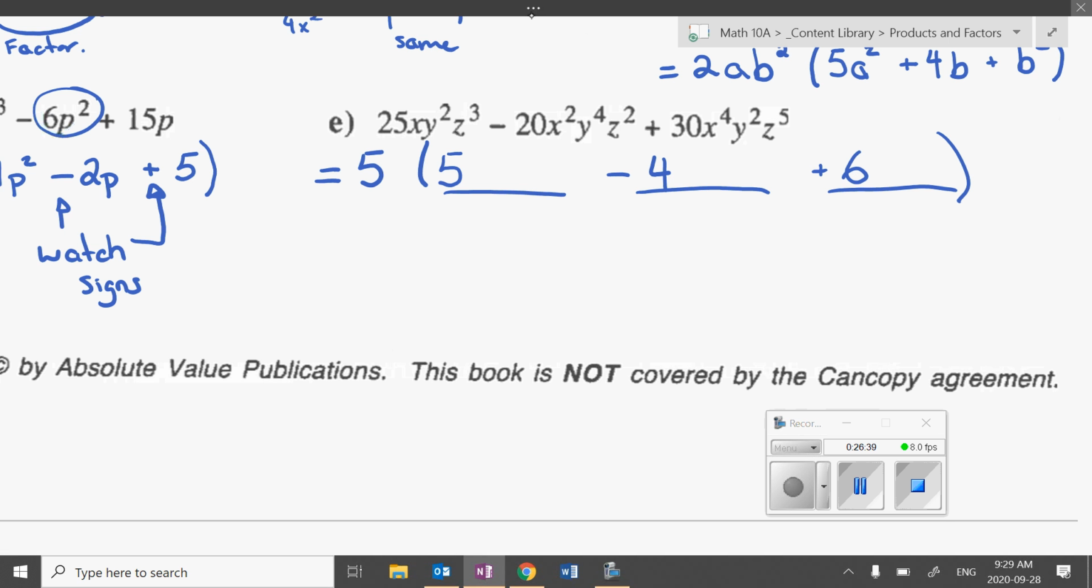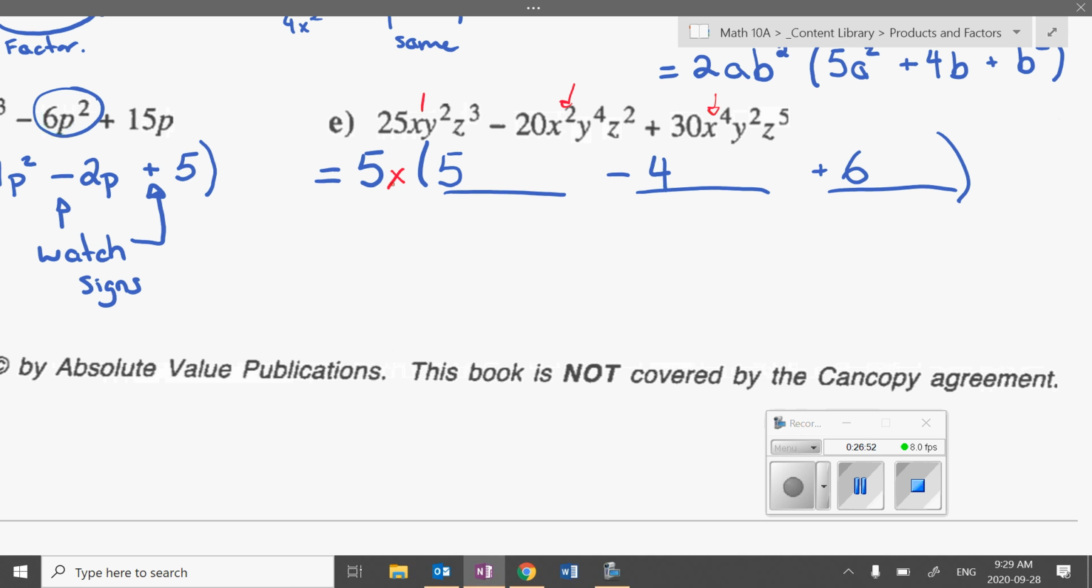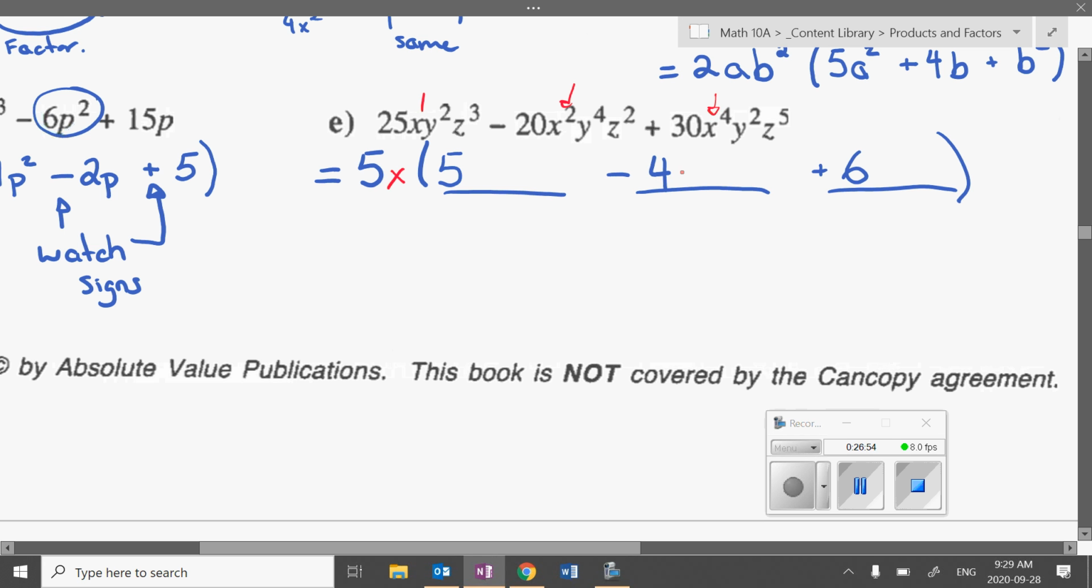So now if I look at our x's, I have 1 here, 2 here, and 4 here. So a single x is all that's common. On our first term, we took out that single x, that's gone. On our second term, we're left with 1x. And on our last term, we're left with 3 x's.